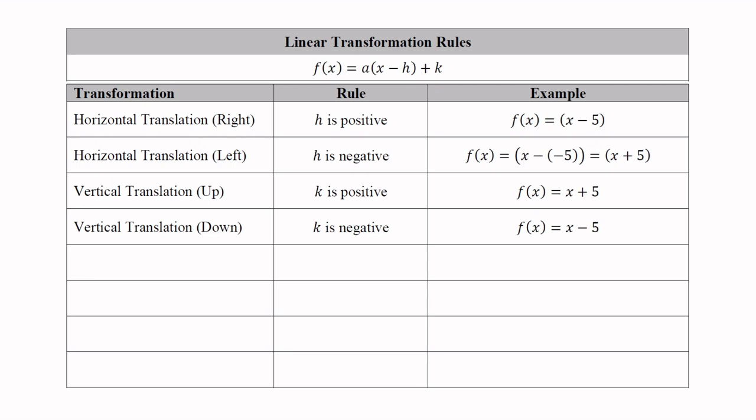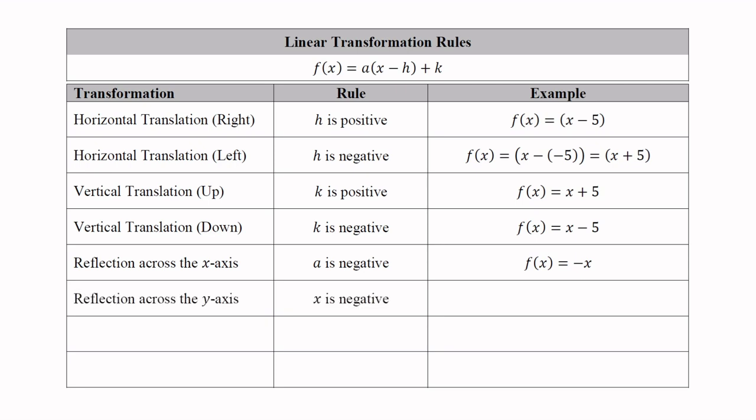The last four boxes are for a because the sign of a tells us something and the value for a tells us something. So let's start with the sign of a. You have a reflection across the x-axis when a is negative. So if we have a negative x, like you see here. Now, what about a reflection across the y-axis? That occurs when the negative sign is in front of x.